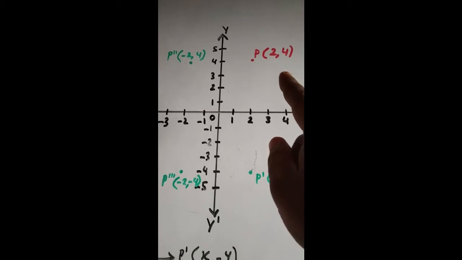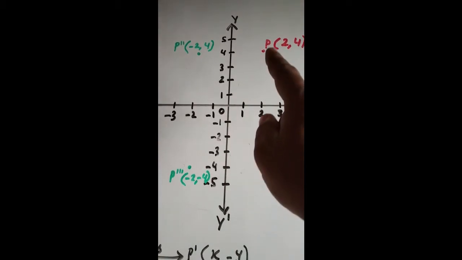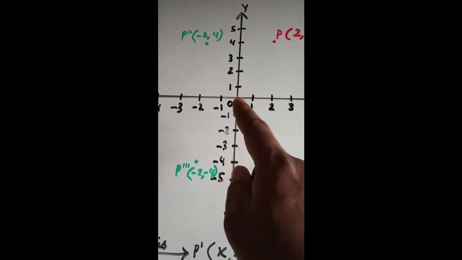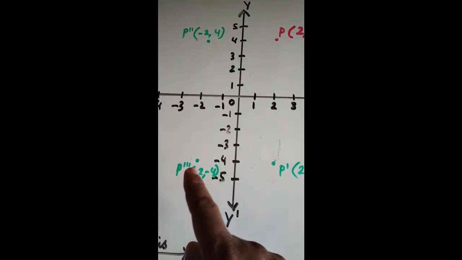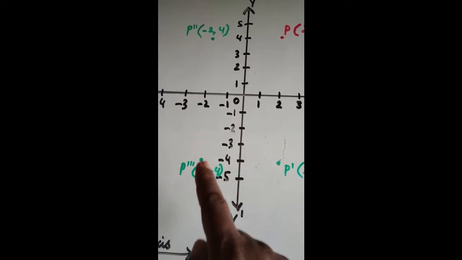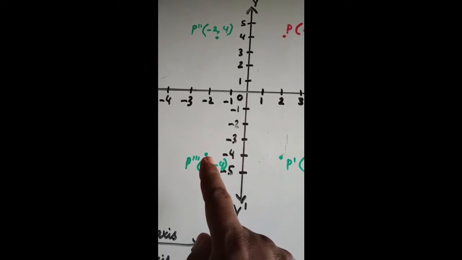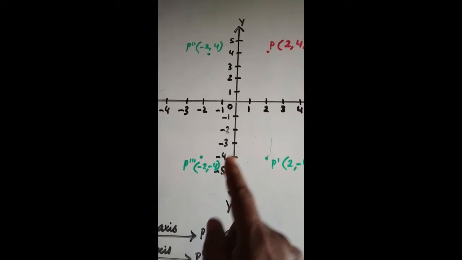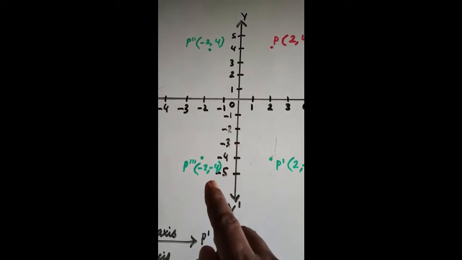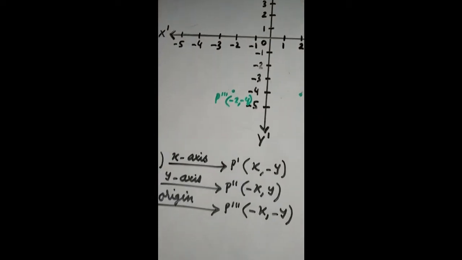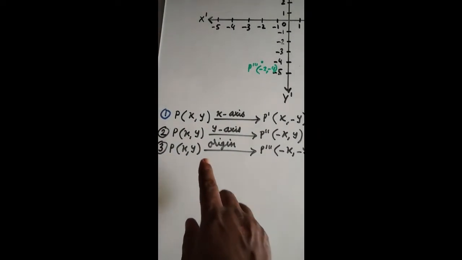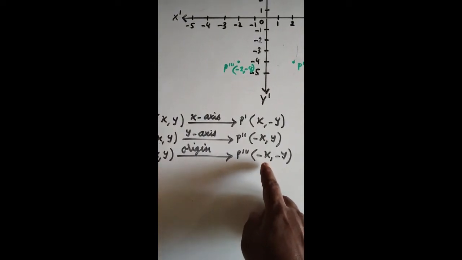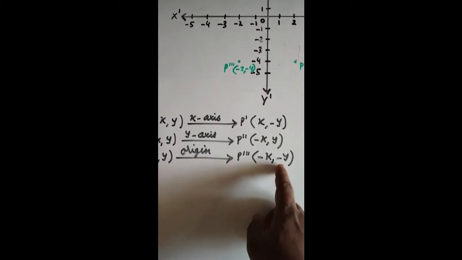Now I am reflecting this point P on the origin. So the distance from point P to the origin has to be equal to the distance from the point P triple dash to the origin, and so the point comes here. Now this point has x value -2 and y value -4. So it is (-2, -4). So you can see the signs of both of them have changed here. So when we have to reflect on the origin, if it is P(x, y), reflection on the origin will give you P triple dash, the sign of both changed, (-x, -y).